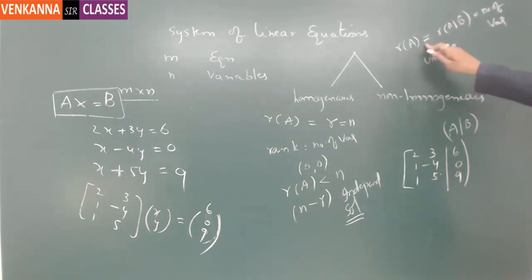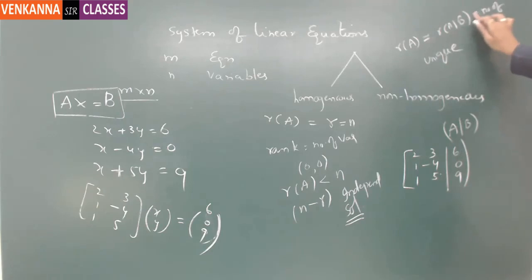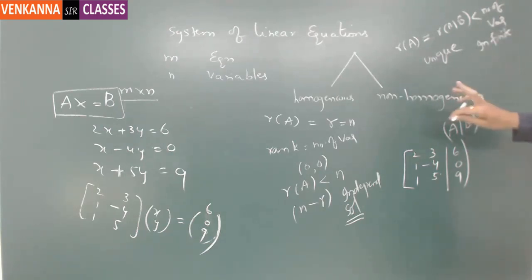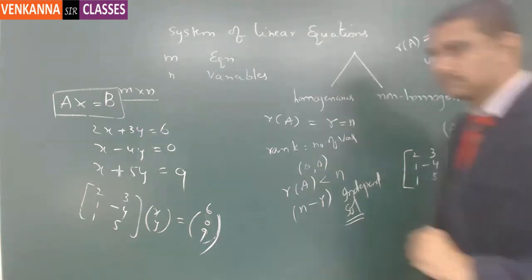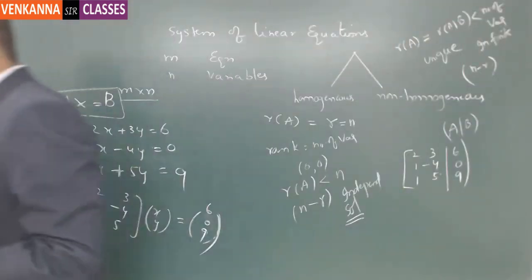If rank of A is equal to rank of A|B and it is less than the number of variables, in such case you will get infinite number of solutions for the given system, and among which the number of independent solutions is given by n minus r. n stands for number of variables, r stands for rank of the matrix. So this is the pattern for solving a non-homogeneous system. Okay, so please take a note of that.